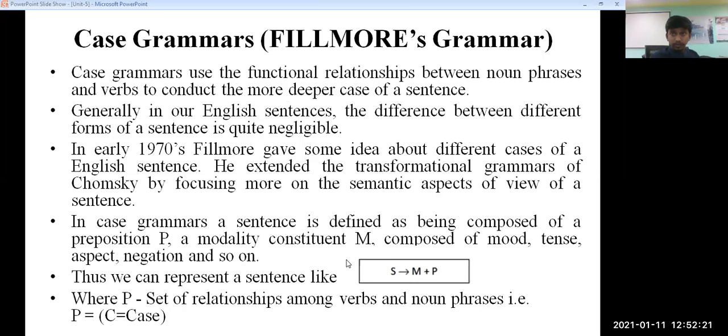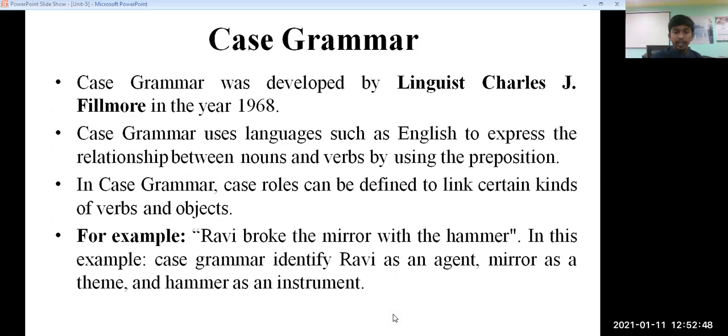So that can be represented mathematically with an equation like S implies M plus P, where M is the modality constituent and P is the preposition. We will look into this concept with an example in the next slide. P is the set of relationships among verbs and noun phrases, like how nouns and verbs will be linked. Previously you can see here: Ravi broke the mirror.